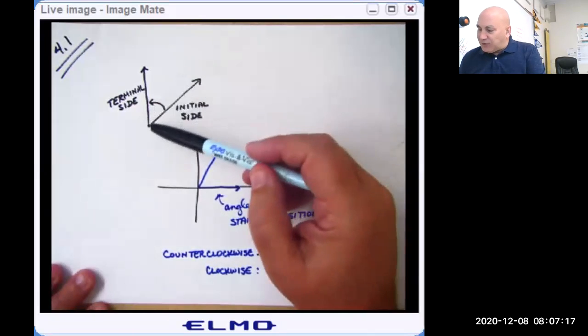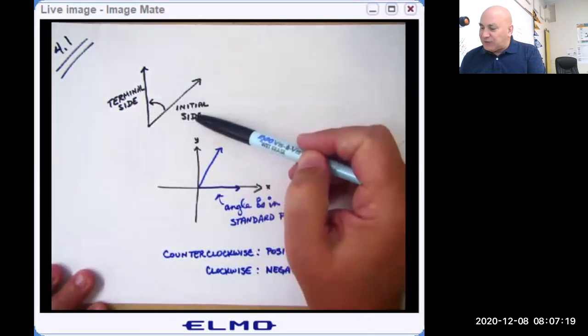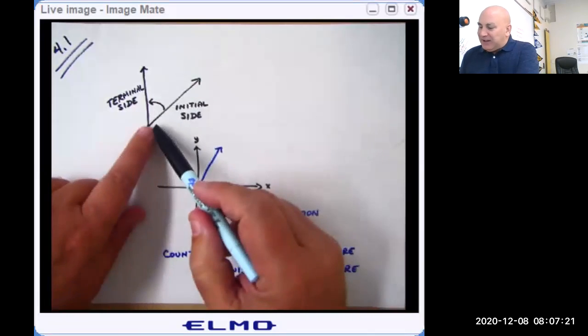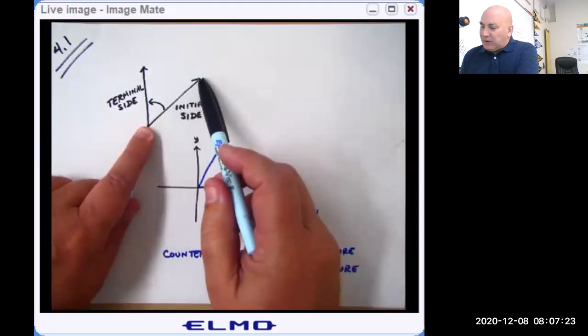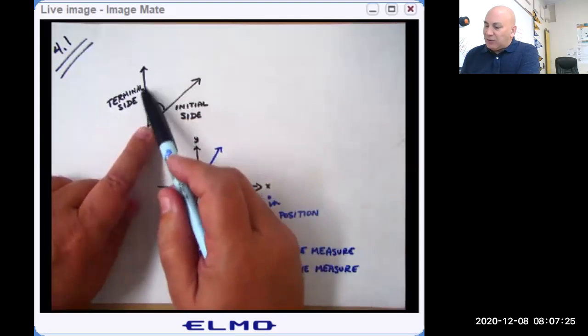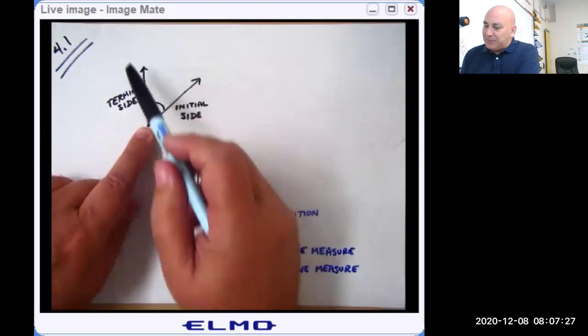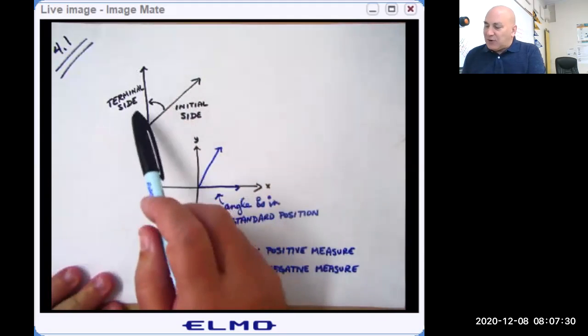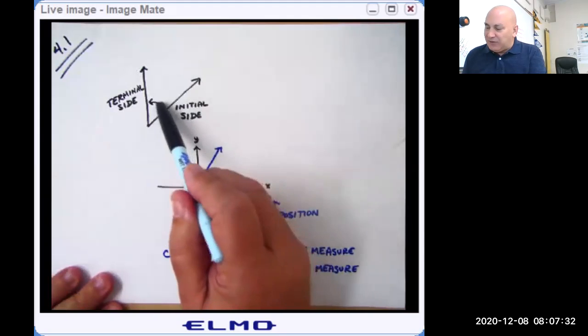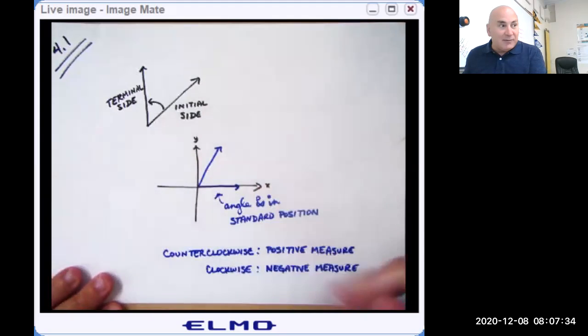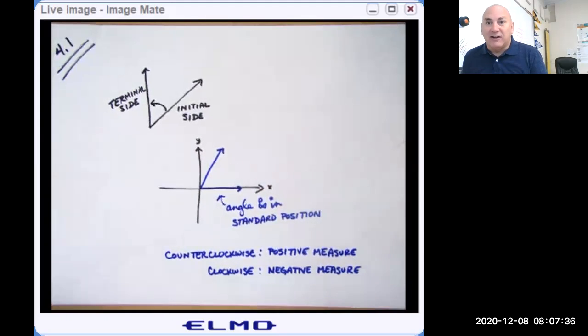An angle, you start with a ray. This is the initial side of the angle. You pin that ray at its starting point and you rotate the ray. Where you stop is called the terminal side of the angle, and this in here is the measure of how much you rotate it. That is an angle.